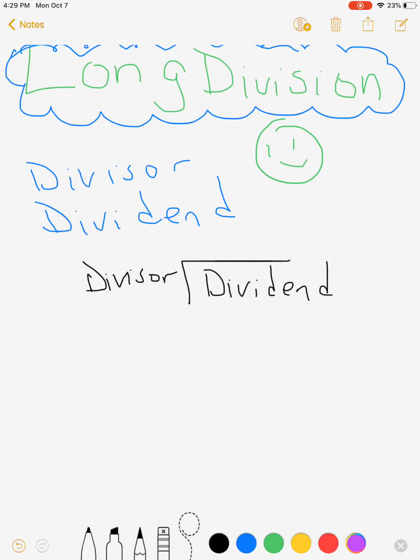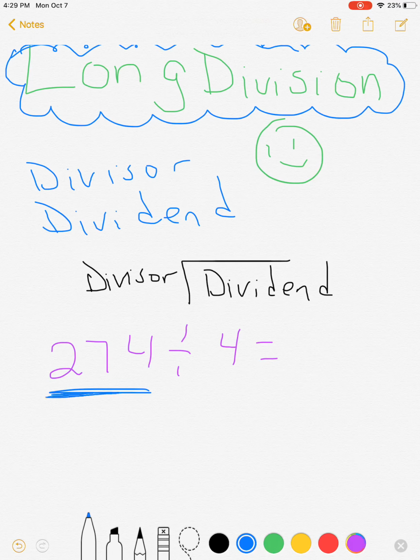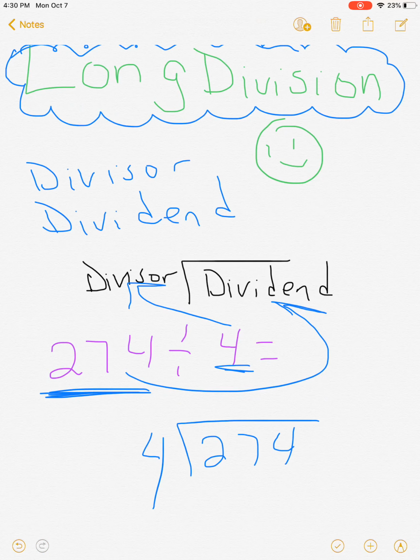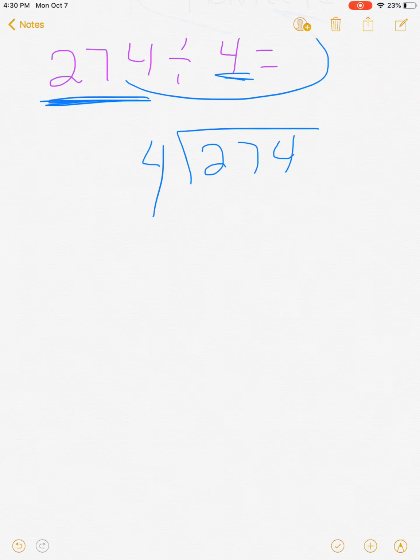Sometimes you'll see the division problem written like this. I want you all to try to remember that this first number is the dividend that goes on the inside, and then the second number is always the divisor that goes on the outside. So first number is the dividend, and the second number is the divisor. Got it? Very good.